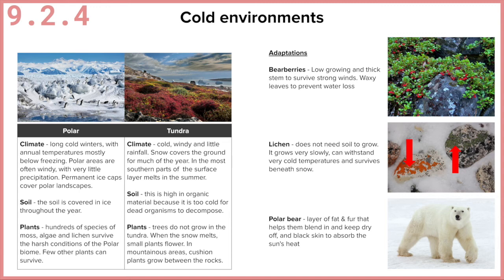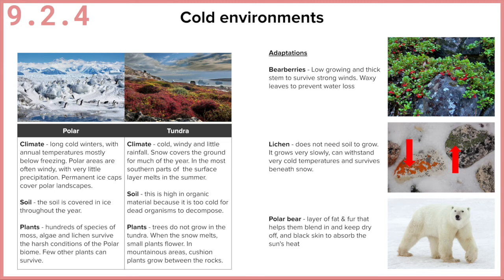Second up, we have lichen. Now, lichen are found in both the polar and the tundra area. And lichen are unique because they don't actually need soil to grow. You probably find them more on rocks and even growing on the sides of trees. And it grows very slowly. They can withstand freezing temperatures and survive even underneath the snow when snow arrives on the tundra area.